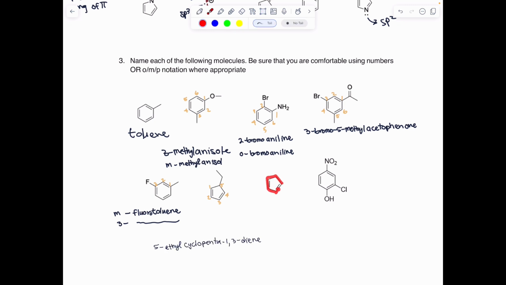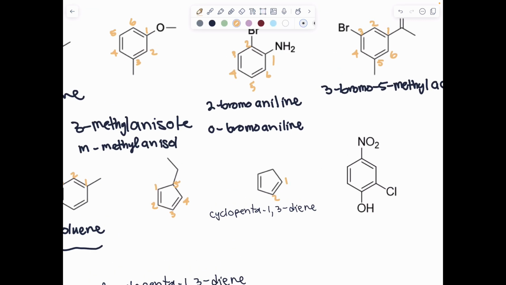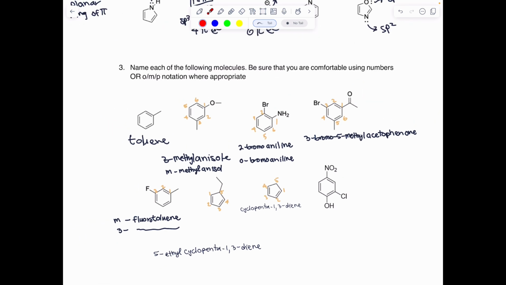This next molecule is almost the exact same as the previous one, except it doesn't have the ethyl group on carbon 5, so it's going to be named the exact same way as the previous, just without the 5-ethyl at the beginning. We still number with carbon 1 going through the double bond, so we're going to have cyclopenta-1,3-diene.